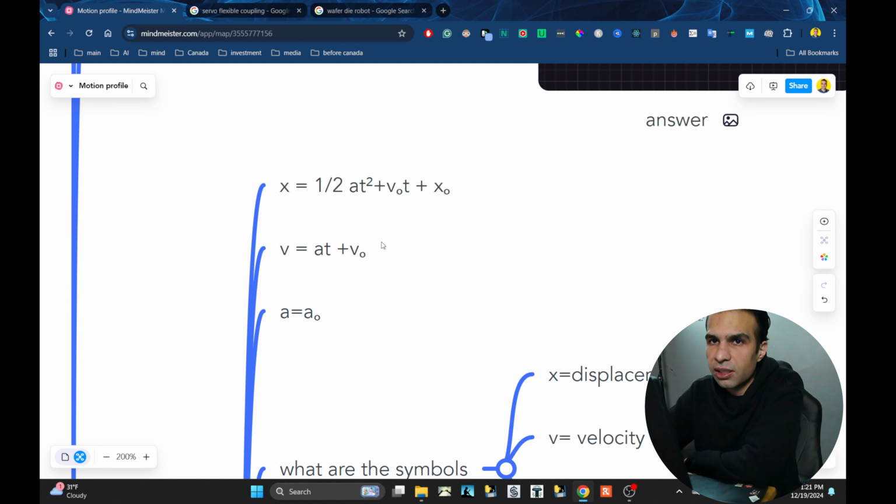But the general thing it says is that at any moment of time you can find your location based on these parameters. If you have your initial acceleration, initial velocity, and initial position, and you put them in here and you know the time, you can calculate your position. Same for velocity, same for acceleration. So this is the very basic version.